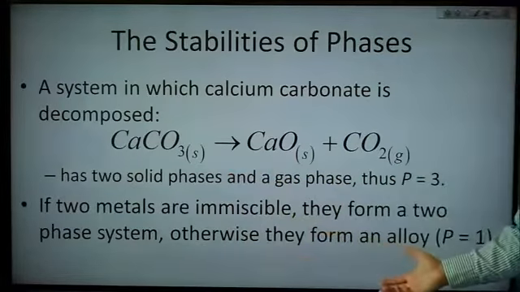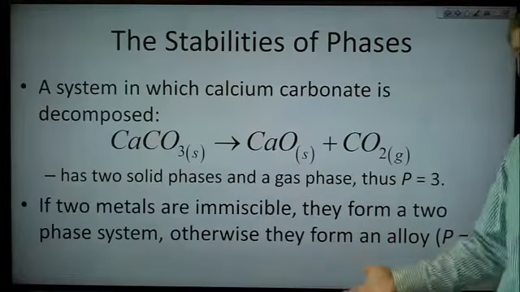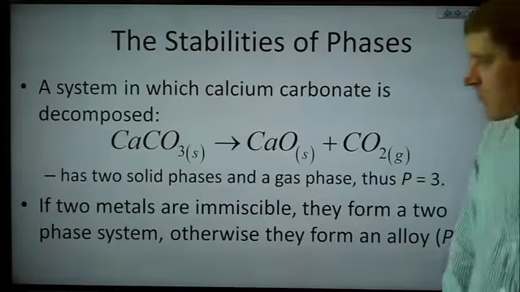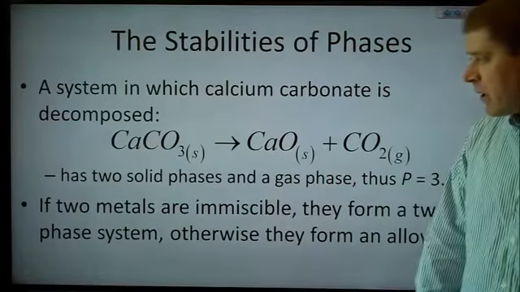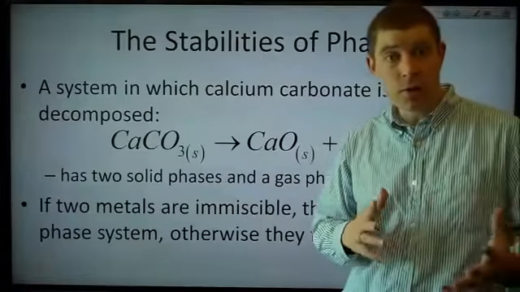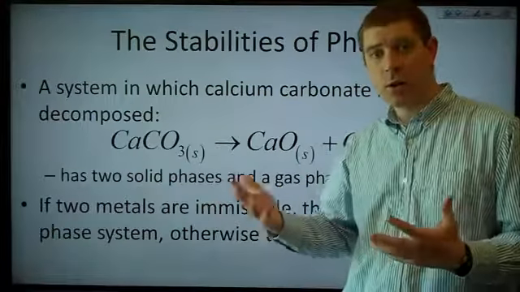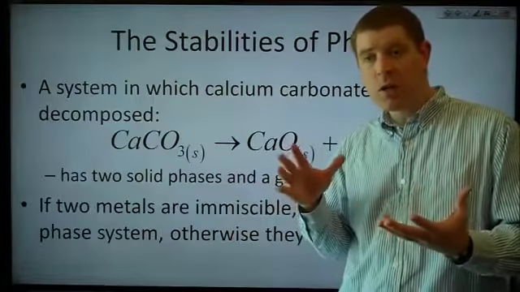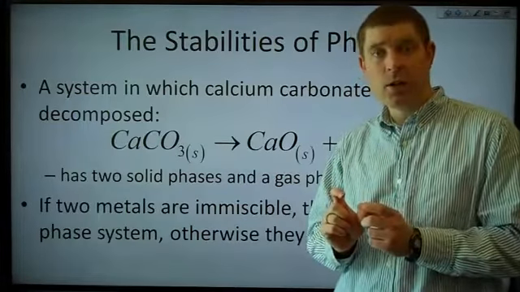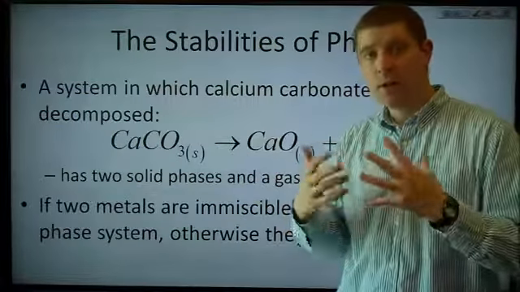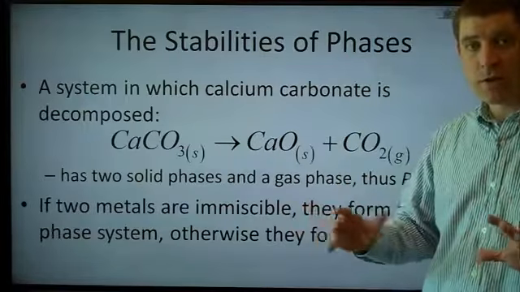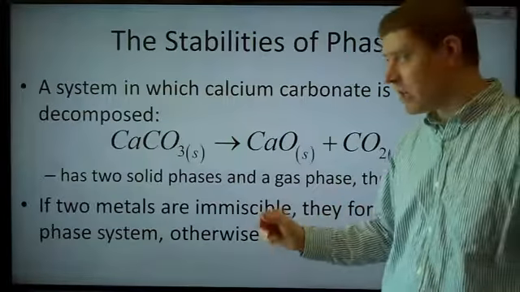And let's say if we have two metals that are immiscible, then they'll form a two-phase system. Otherwise, they form an alloy where P is equal to 1. So this is like if we mix two different metals, if they mix together to form a solid solution, then it would be an alloy. Otherwise, we'll have two different phases. And now the phases may be coexisting at very, very small scales. So they may be mixed together. We may not see a difference on the macro scale, but on the micro scale, if there are two different phases, we still have two different phases present in the system.